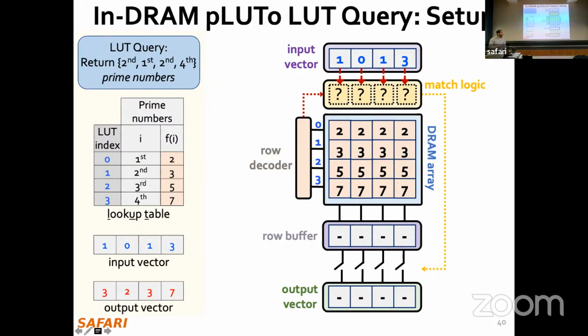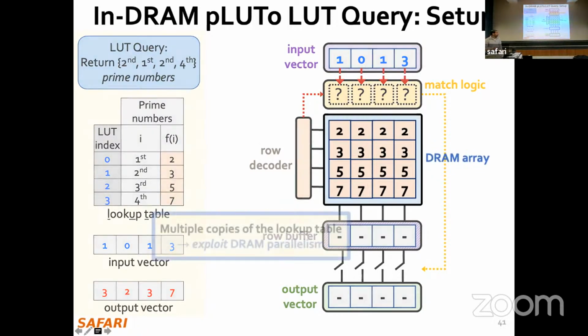Other than that, we are going to have some match logic that's going to match the data in each row of our LUT with the data in the input vector. And finally, this is one particular implementation of pLUTo, we are going to have some transistors that are going to be enabled based on the output of the matching logic, in case we have a match between the input vector and the data stored in each one of the DRAM rows. Finally, we also have some modifications to the row decoder, so that each row in the DRAM subarray is going to represent an index of the LUT that we are going to do the computation on.